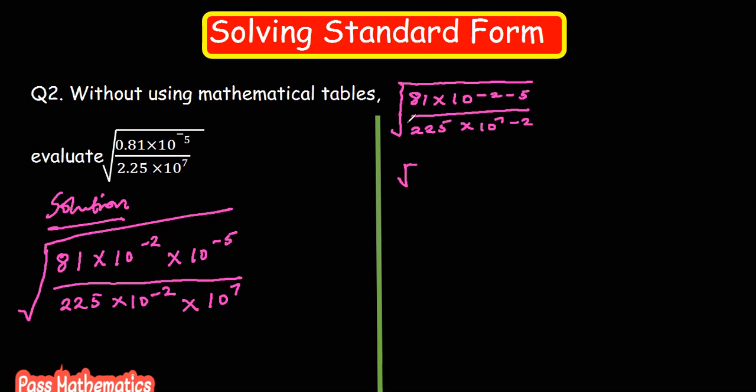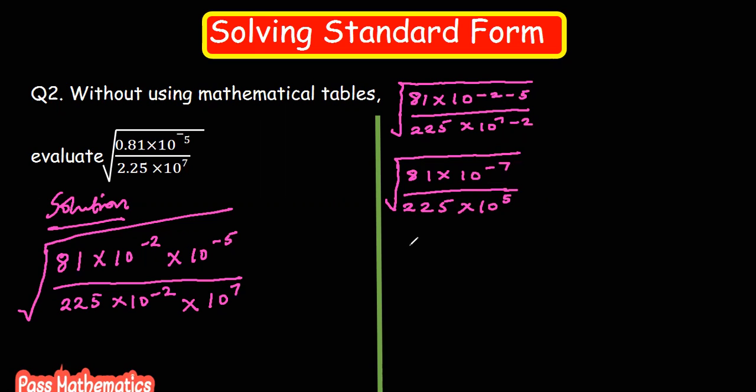I want to save space, so let's write down the root again. So the square root. We have 81 times 10. So minus 2 minus 5, we should have minus 7. Then divided by 225 times 10 raised to the power of 5. I think this is correct.